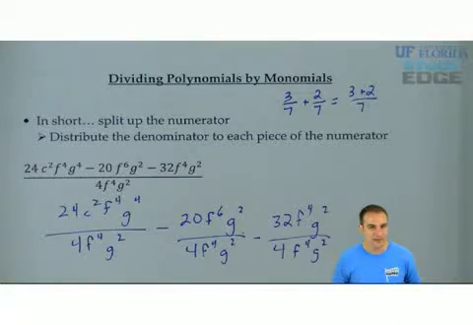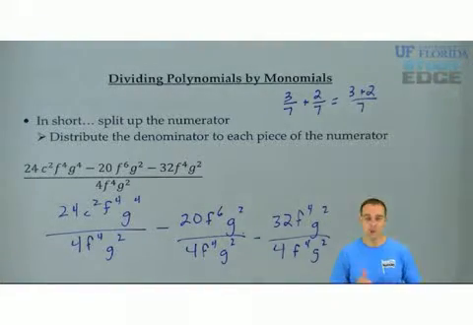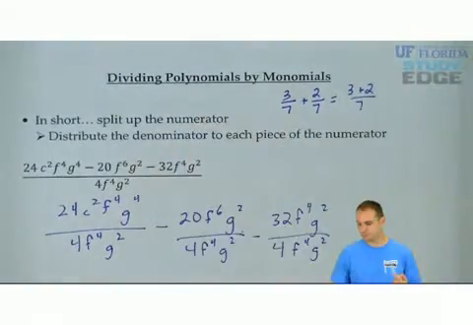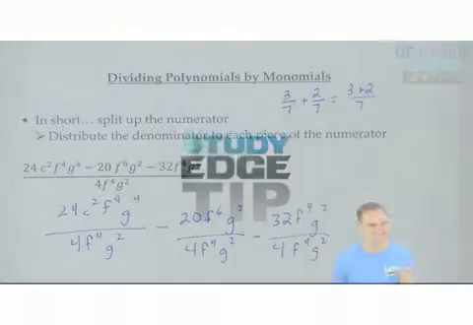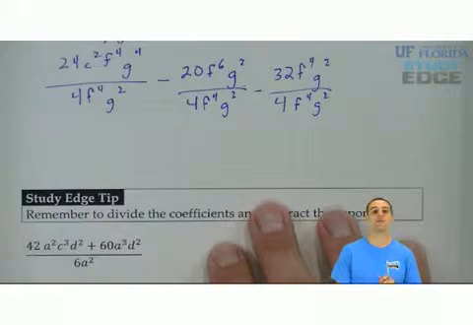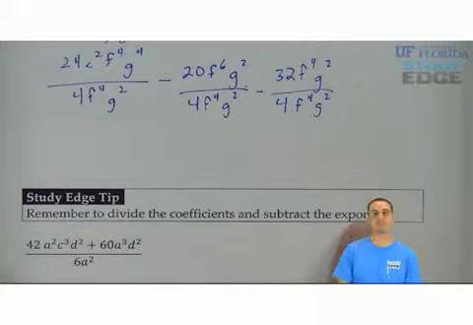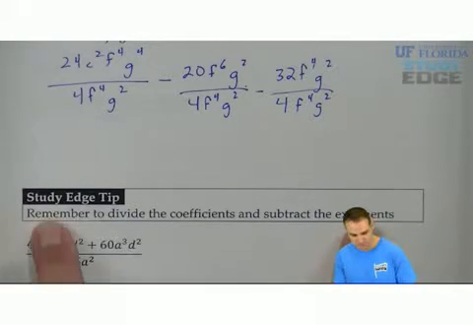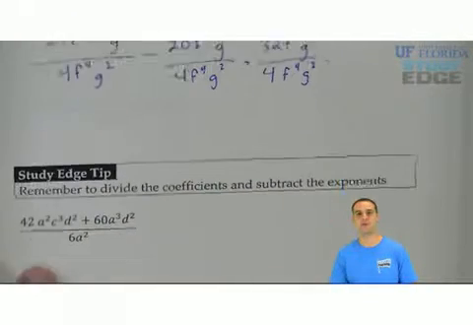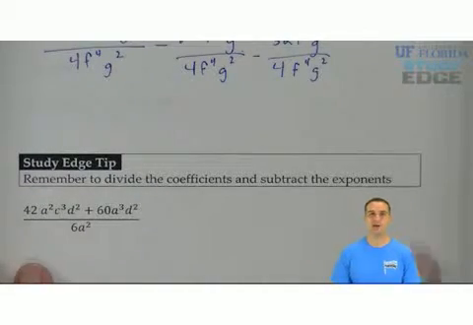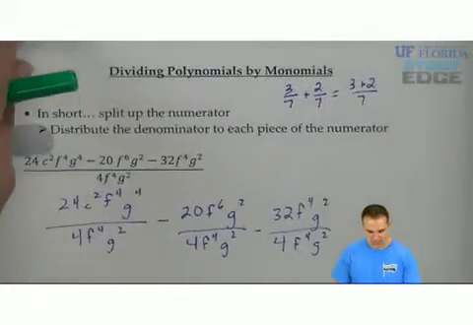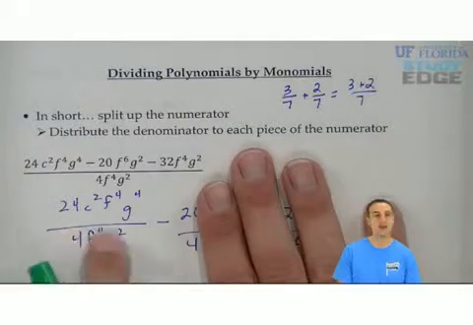Now the fun part, if you're ready: we've done dividing monomials before. Remember, to divide, you're going to divide the coefficients and subtract the exponents. Again, remember to divide the coefficients and subtract the exponents. So with that in mind, that's all we're going to do. We're going to take one at a time.